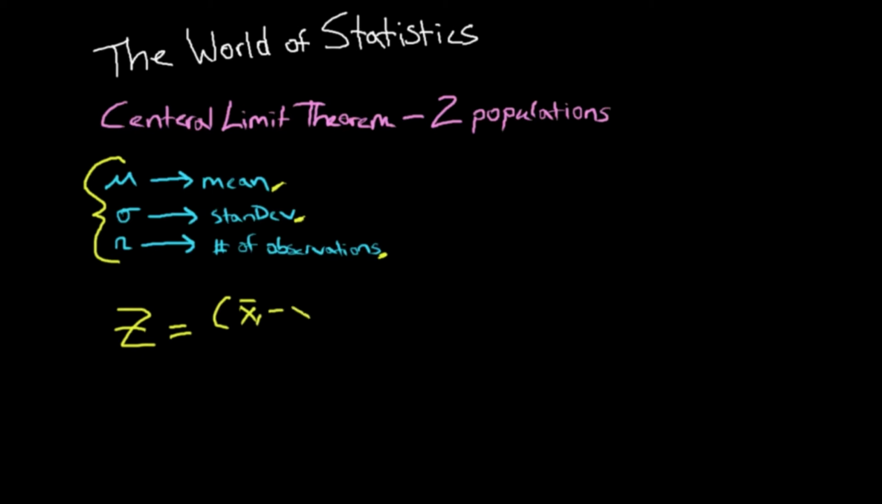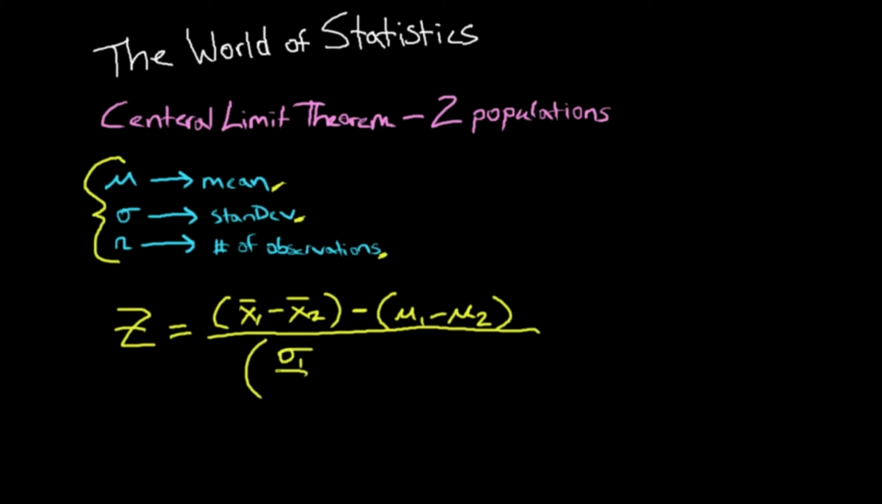x1 bar minus x2 bar, so we're going to have our sample means, and then we're going to subtract the difference between our population means, and then we're going to divide by the square root of the standard deviation of 1 squared over n1 plus standard deviation of 2 squared over n2.